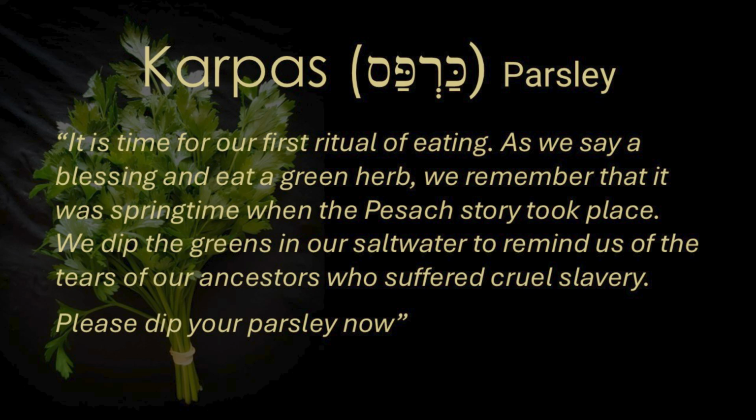So the leader announces the beginning of the Seder meal. Everybody, as they begin the meal, you're going to see you've got the parsley. What they do at this point is everybody grabs it and holds it up, and the leader says, "It is time for our first ritual of eating. As we say a blessing and eat a green herb, we remember that it was springtime when the Pesach story took place. We dip the greens in our salt water to remind us of the tears of our ancestors who suffered cruel slavery."